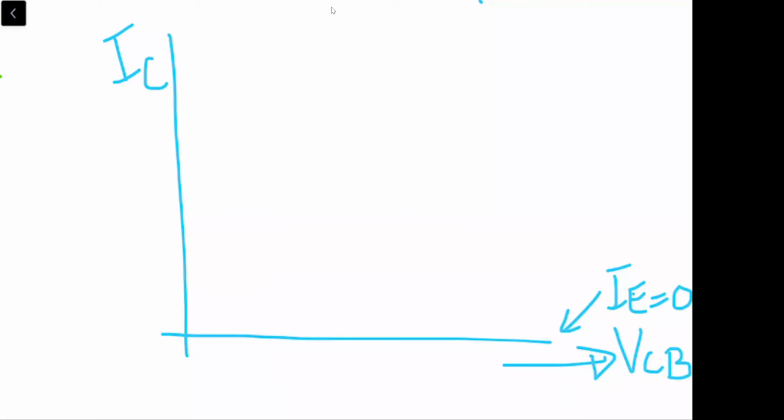Anyone? The emitter is open circuit, so the output current will be equal to 0.